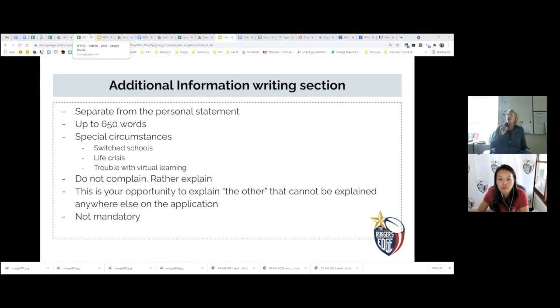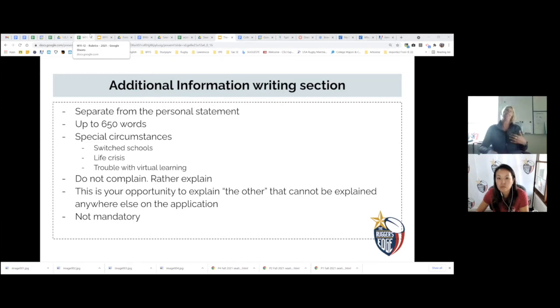Because maybe there was a dip in your academics over the pandemic and with virtual learning. Perhaps you had extenuating circumstances, right? Maybe you had to get a job. Maybe you needed to be working over the course of the last 18 months to help support your family. Maybe you had to switch schools. Maybe virtual learning wasn't for you and it was a definite struggle. Maybe you were dealing with mental health issues over the course of the last year or any time in your life.